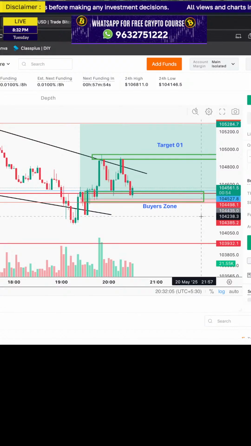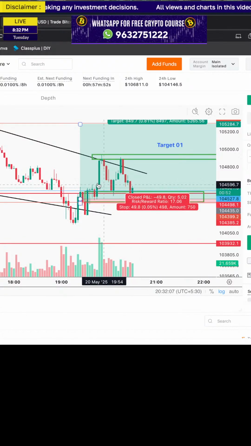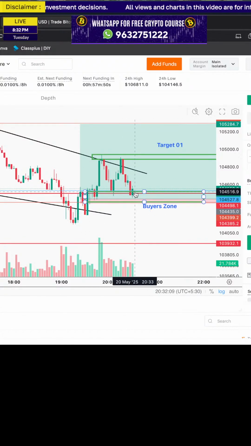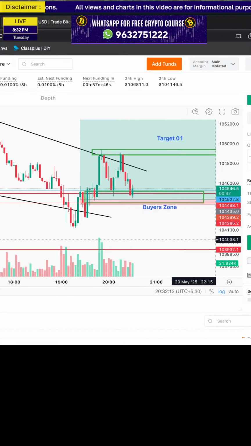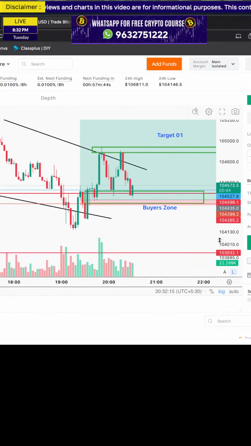Not too much of a risk. Previous entry price only, I've got the entry again. Stop loss is here. Stop loss is at 1,04,498. Okay.